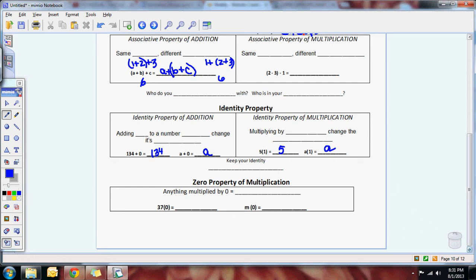Alright, and then we come to the special property, which is the 0 property, and it's just to do with multiplication. So anything multiplied by 0 is just going to be 0. So that's a property that we use all the time, we just haven't put it into words before.